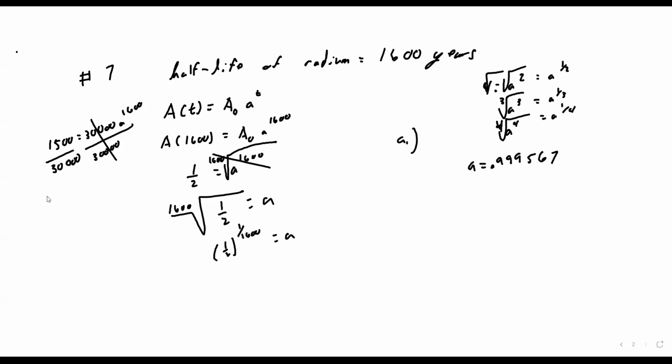Part B then states how much of a 1 gram sample of radium would remain after 100 years. So that 1 gram sample is your A naught, your initial amount. We're trying to figure out what A of T is in 100 years, so we're looking for A of 100. Our A naught is told to be 1 gram, so we'll write 1 gram times this A. So that's going to be 0.999567 raised to the 100. And you just got to plug that in.